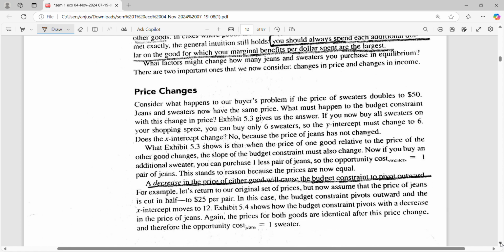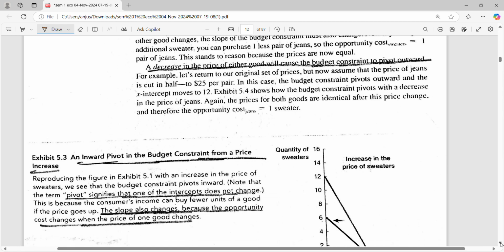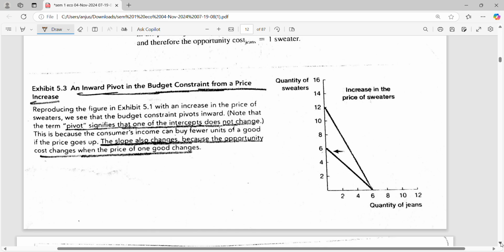Next is price change. How a price change affects the budget constraint, we will discuss in the next class. Here we will discuss how price change affects, then how income change affects, and all. So that is to be discussed in the next class. By then, happy learning.